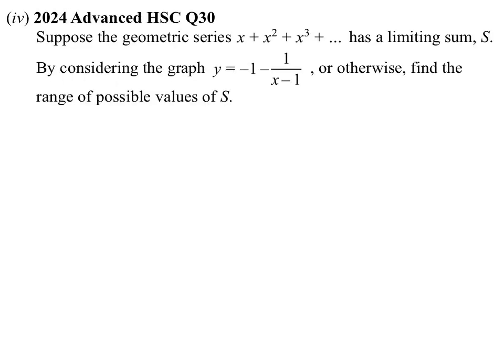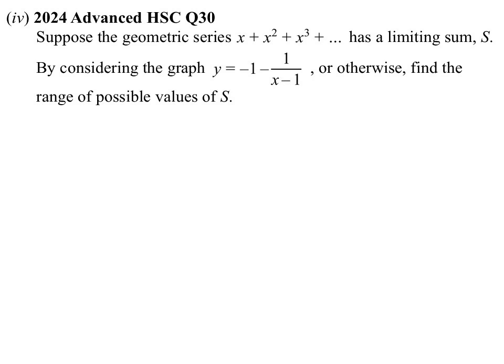This one comes from last year's HSC. It was an interesting one involving limiting sums. We've got this geometric series that involves algebra, x plus x squared plus x cubed. We're told it does have a limiting sum. They say, consider this graph, y equals -1 minus 1 on x minus 1. But they do say "or otherwise," as they often do in these questions.